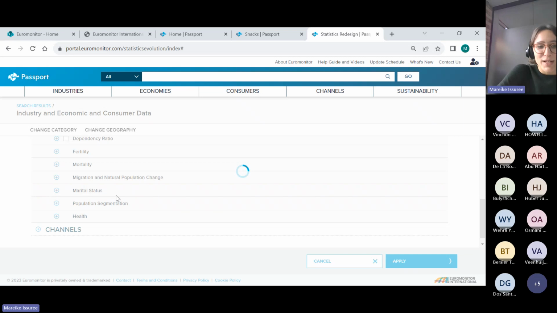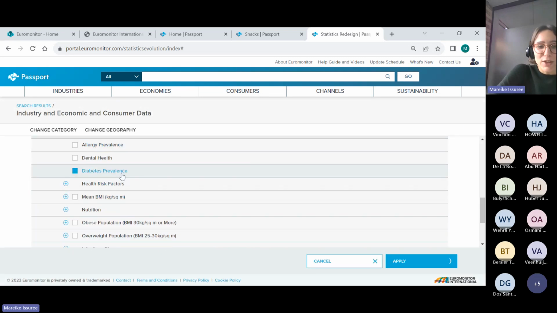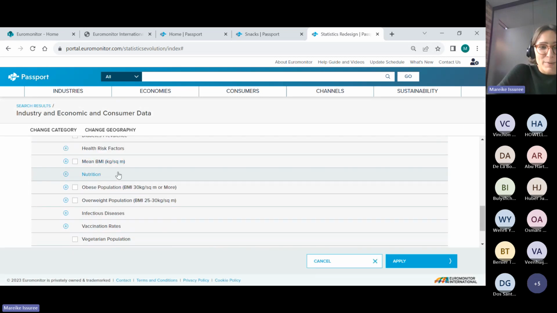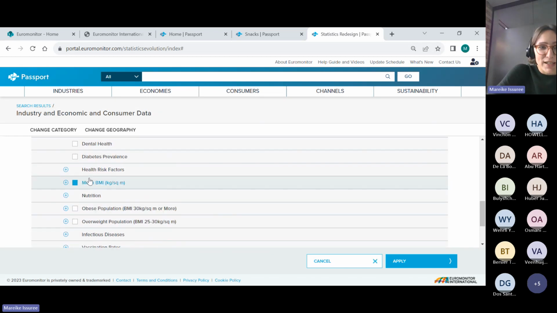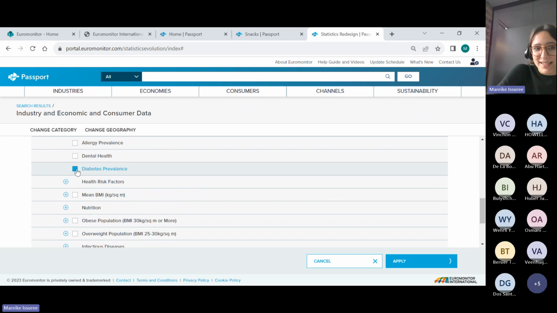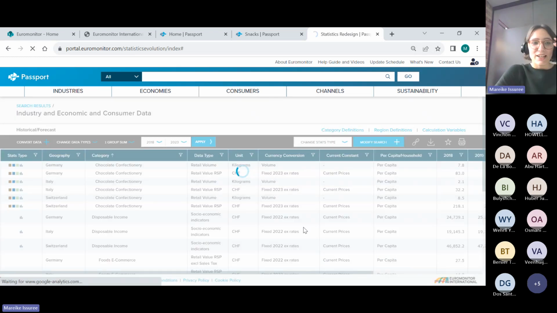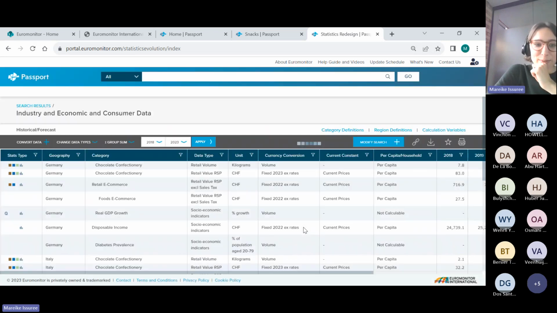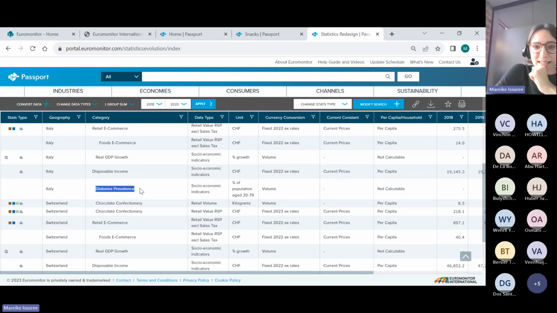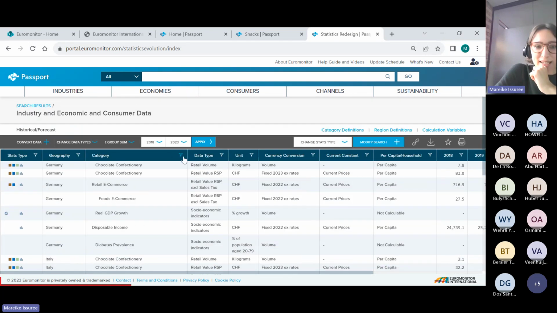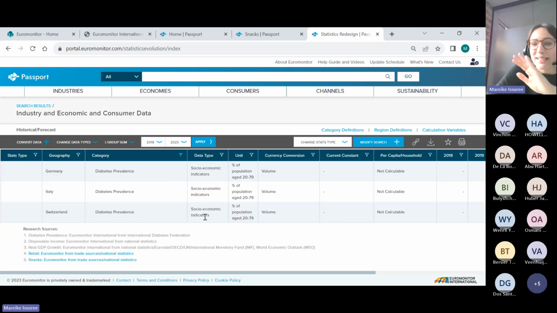So if we now wanted to draw any conclusion, we could look at, for example, obese population, or what else do we have? Diabetes prevalence, and simply apply, and it should automatically add it to our data set. So here we have the diabetes prevalence, which would then enable us to simply make a comparison. But this now takes it a bit too far.